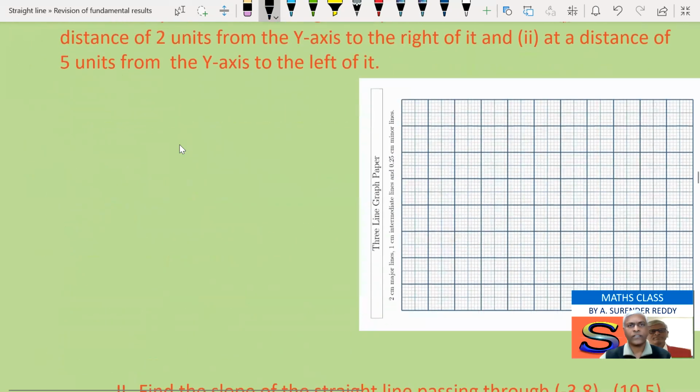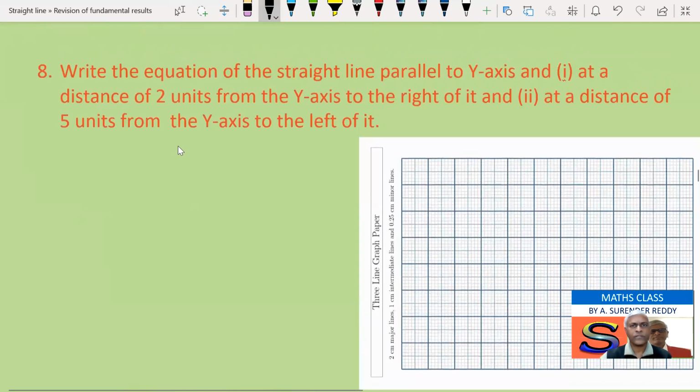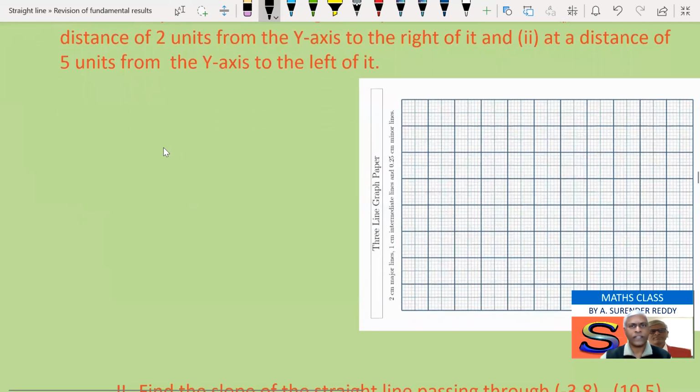Now look at this. Write the equation of straight line parallel to the y-axis and at a distance of 2 units from the y-axis to the right of it, and at a distance of 5 units from the y-axis to the left of it. 2 units right side, 5 units left side.